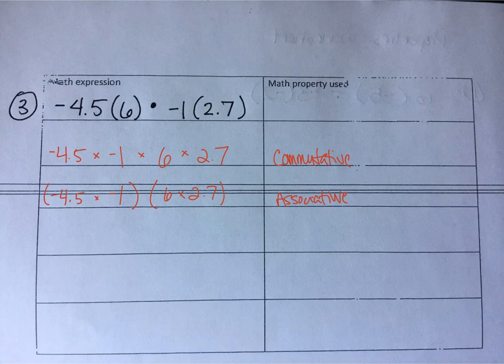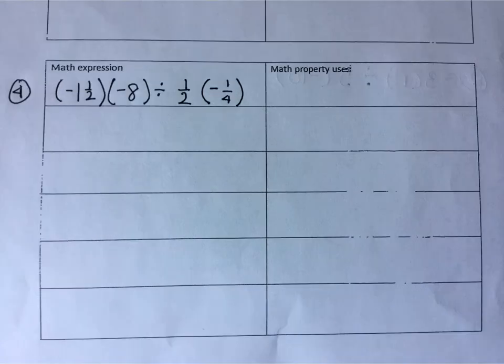Go ahead and pause your video, do the work, and then resume play when you're ready for your answers. Okay, when you check your answers, make sure that the -4.5 times -1 became a +4.5. And then your final answer should be 72.9. Okay, let's go ahead and go to the next problem. Pause your video, write down your problem, please.